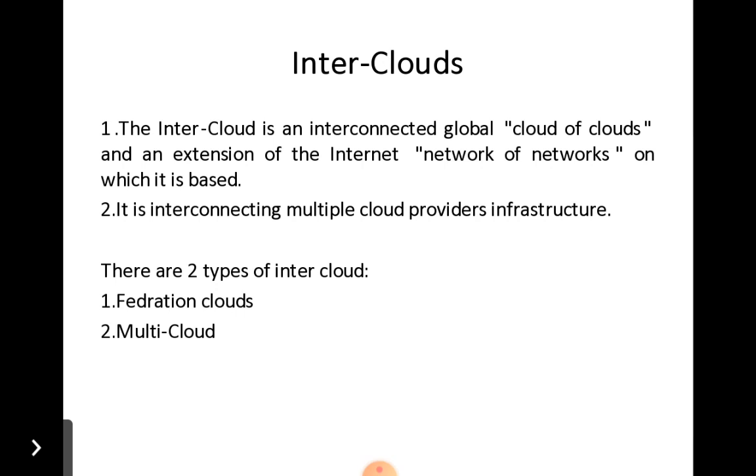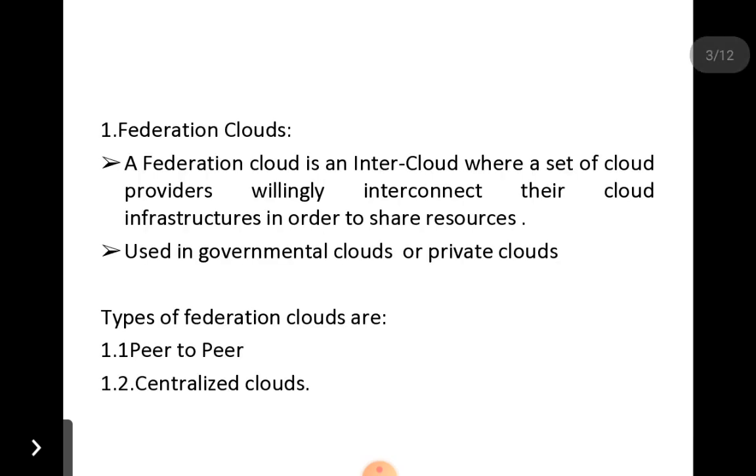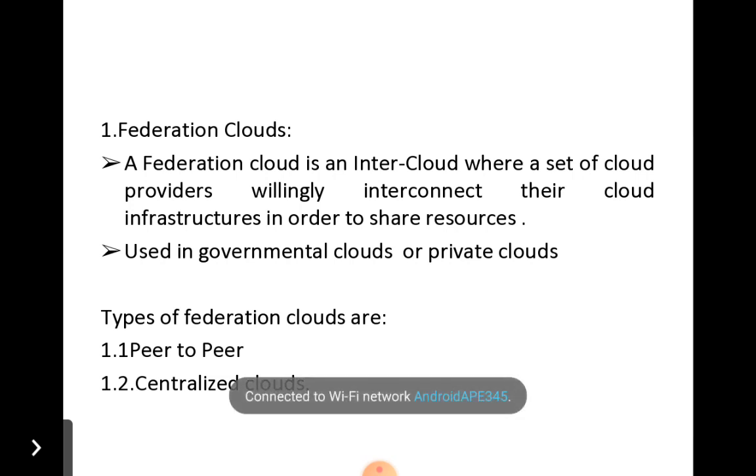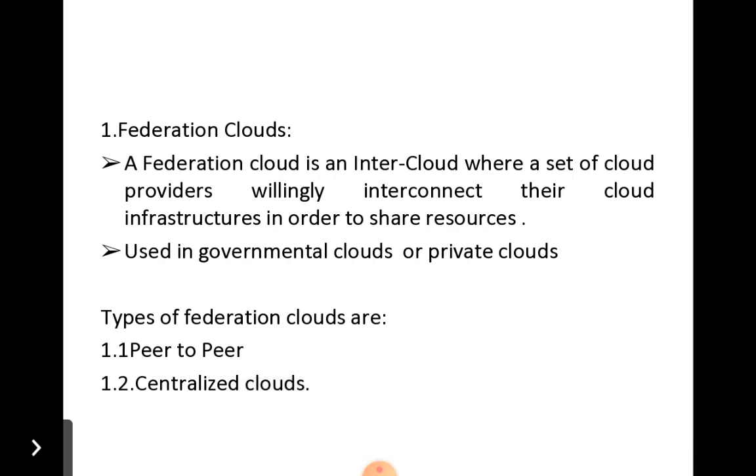Now there are two types of intercloud. First is federation cloud and second is multi-cloud. I am going to discuss federation clouds. A federation cloud is an intercloud where a set of cloud providers willingly interconnect their cloud infrastructure in order to share resources. It is used in governmental clouds or private clouds.